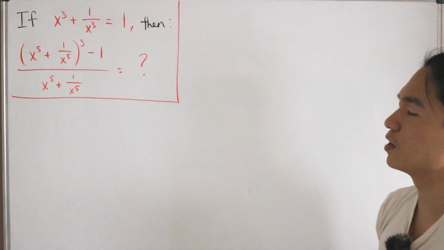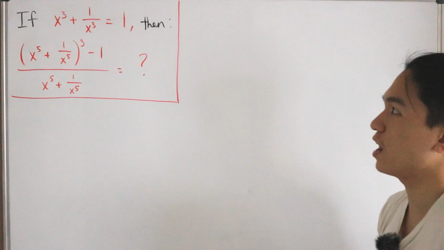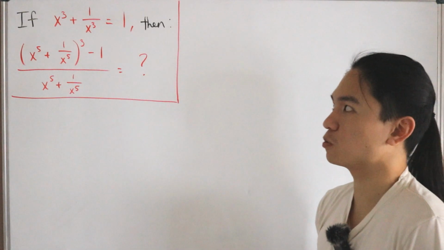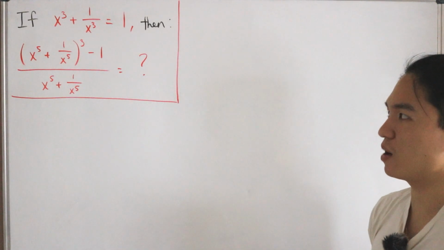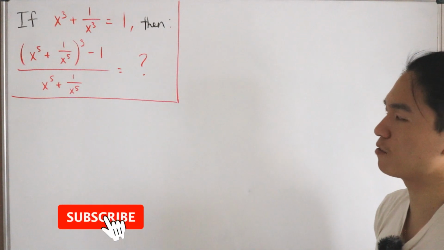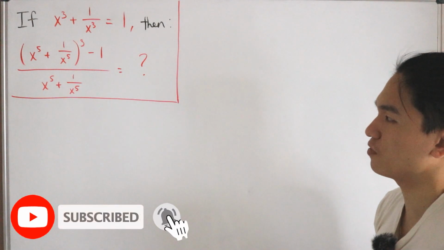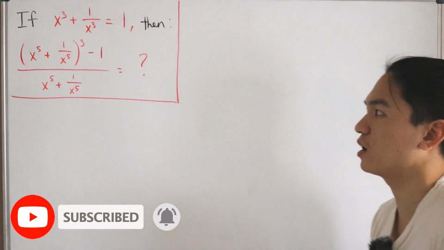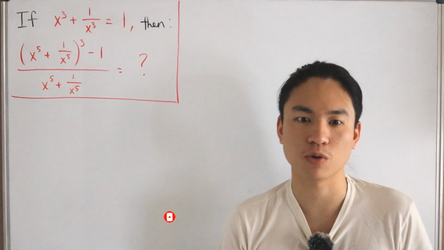So today's video, we have a nice little algebra problem. If we're given that x cubed plus 1 over x cubed is equal to 1, then what does (x to the power 5 plus 1 over x to the power 5) cubed minus 1 divided by (x to the power 5 plus 1 divided by x to the power 5) equal?